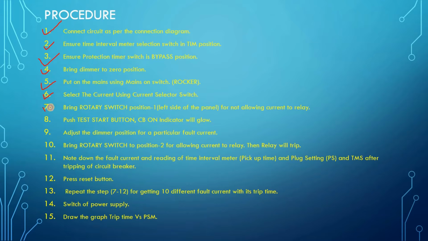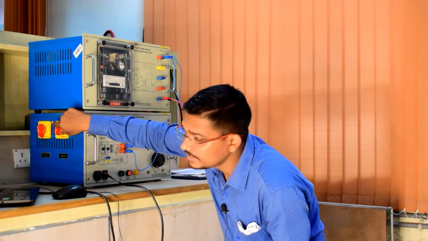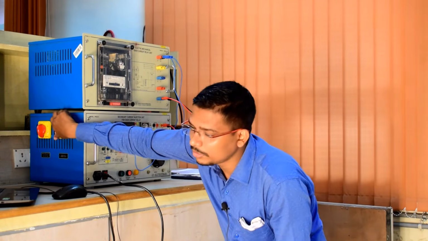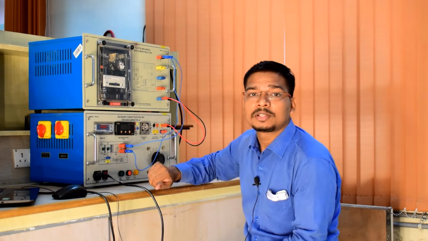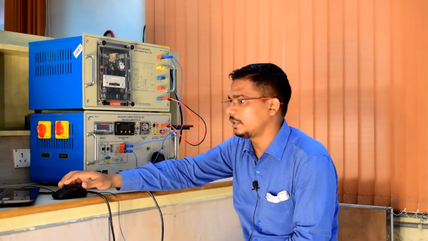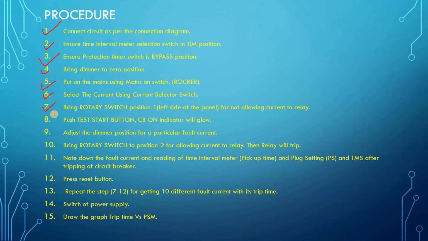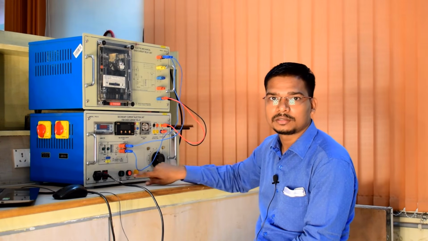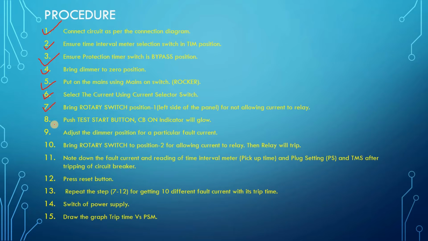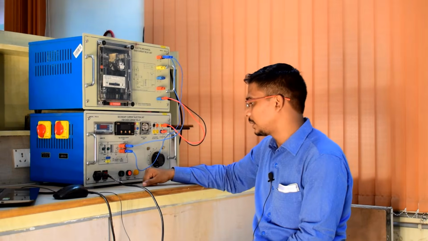Next, bring rotary switch to position 1 for not allowing current to the relay. As I said, there is another switch, the rotary switch. That position we have to fix to 1 so that the current will not pass to the relay, as I said earlier. Now push the test start button. Here you can see, this is the test start button. You have to push it. Then adjust the dimmer position for a particular fault current.